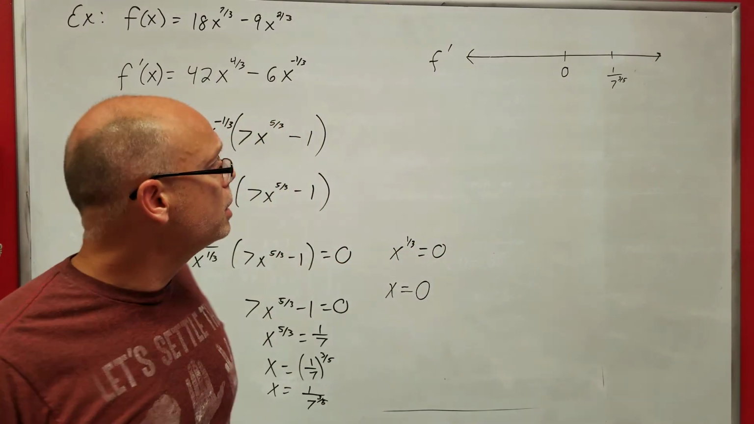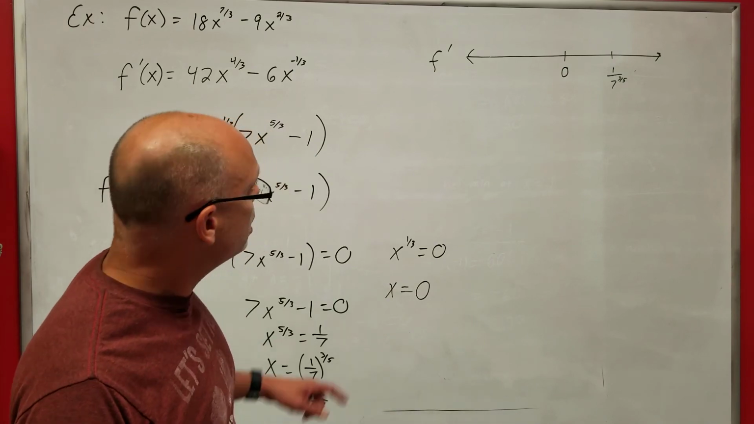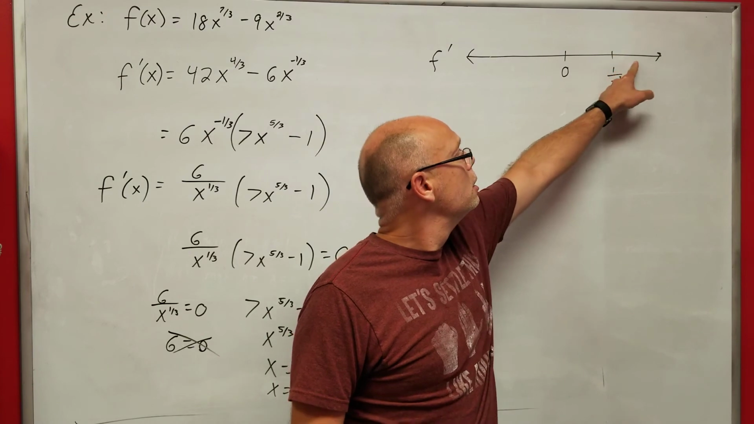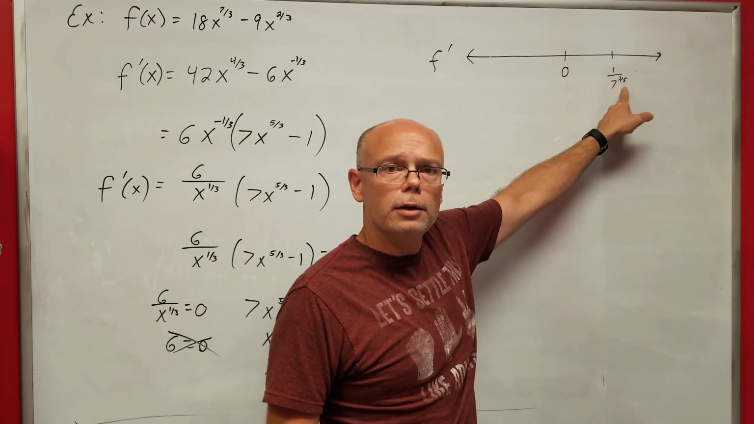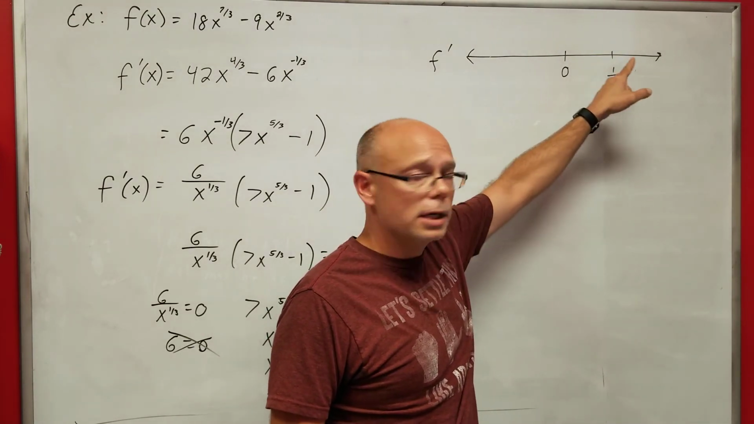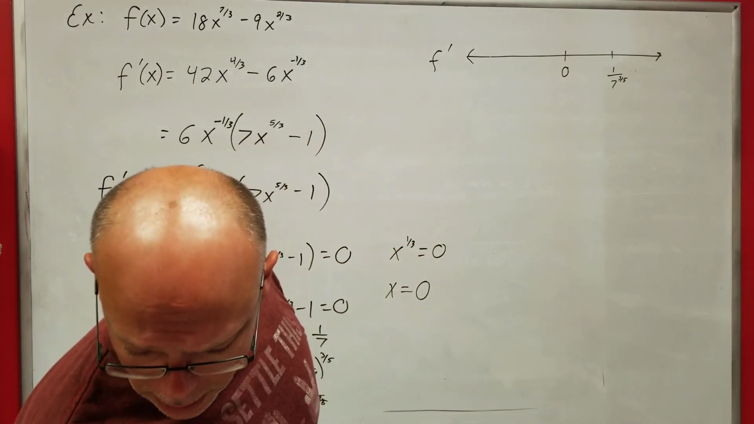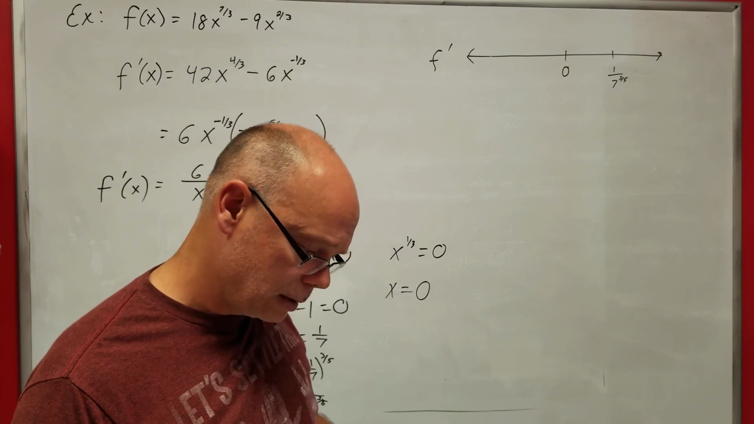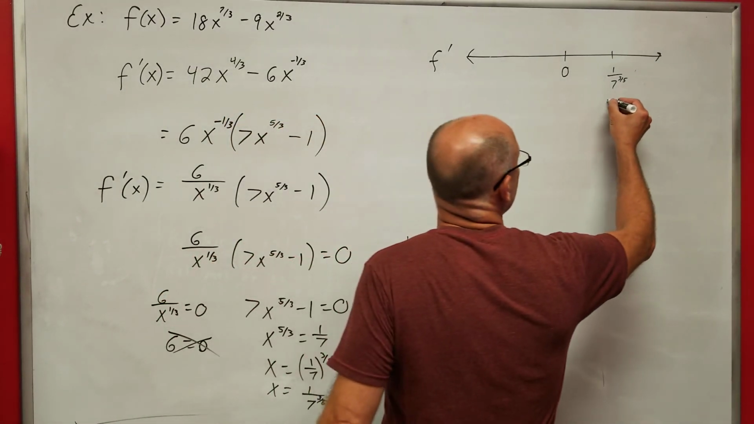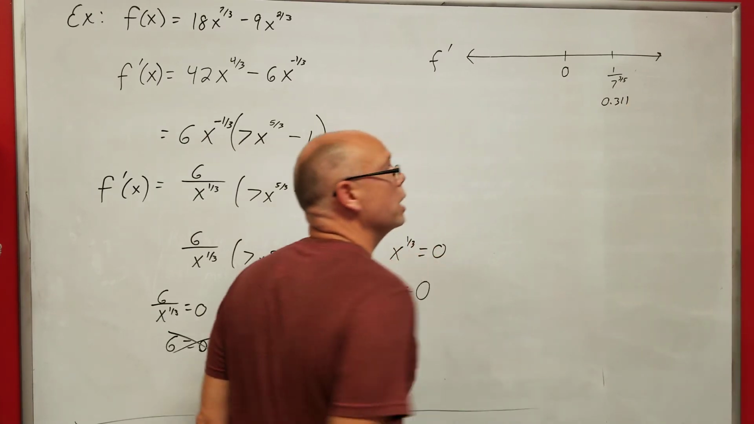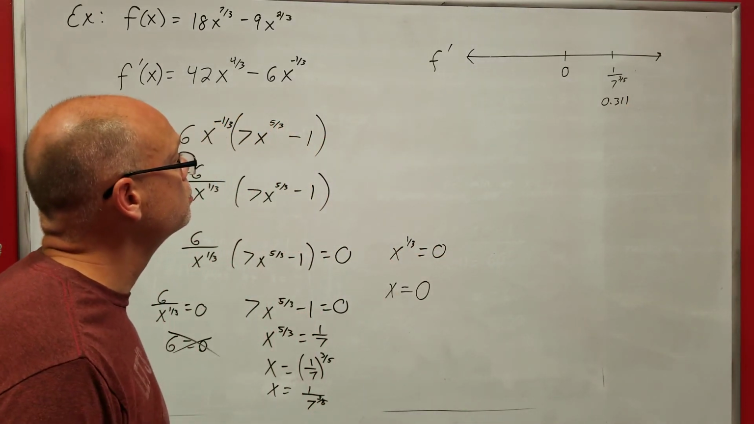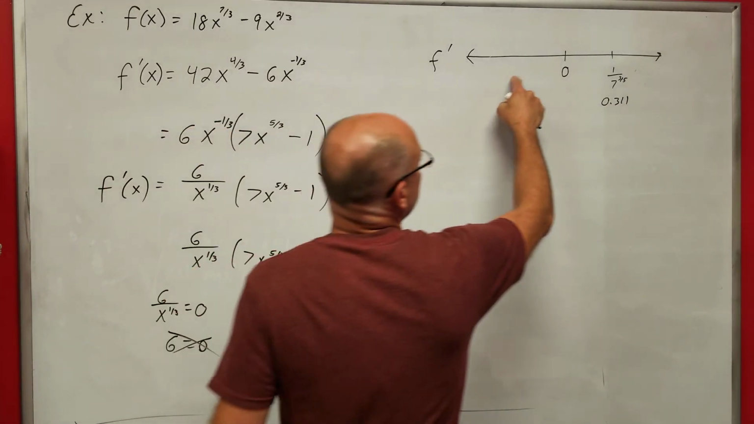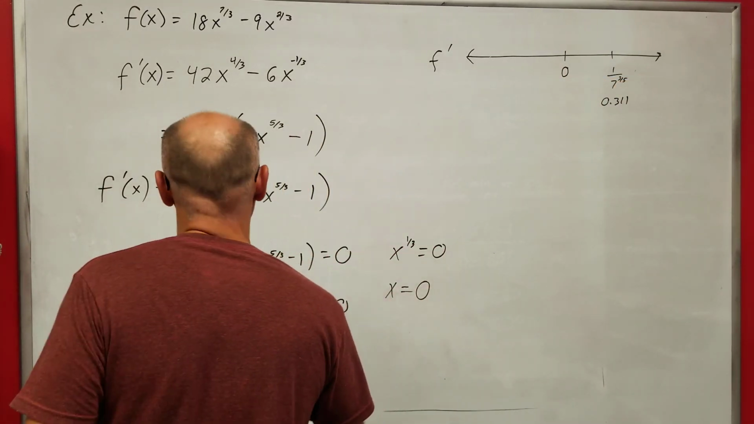Now, the problem is, whenever I try to run test values, this is not going to be a problem, but here will. Like, what is this number about? So just take your calculator, compute that, and you get something like 0.311 for that. All right, so let's run some test values here, here, and here, okay?